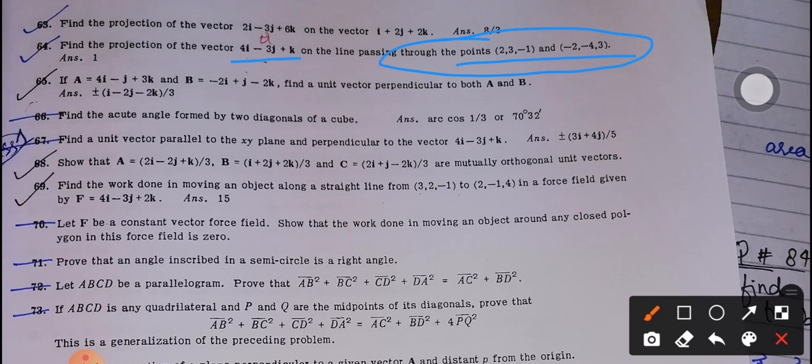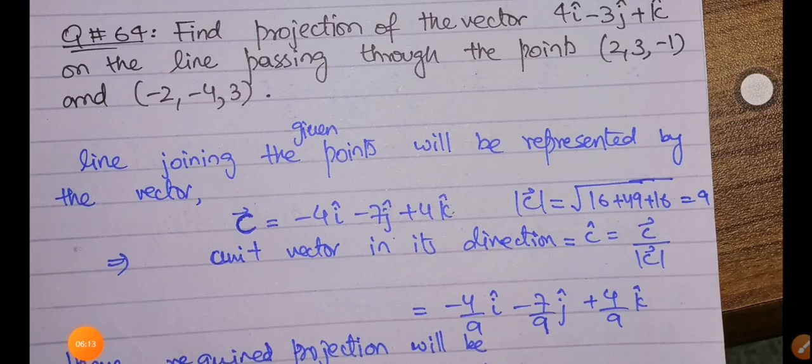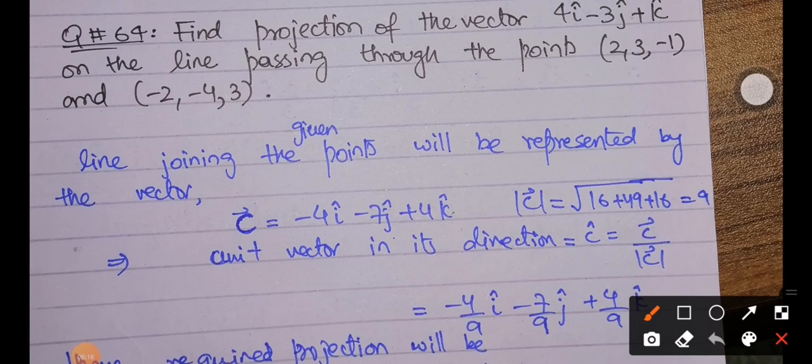So how can we find a line joining the 2 points? Again, we have to perform terminal point minus initial point. So here we have found the vector C as minus 2, minus 2, minus 4, minus 4, minus 3 is minus 7, then 3 plus 1 is 4. So here is the resultant C joining the given 2 points, and here is the magnitude of this vector, which is 9. Now we will find the unit vector in the direction of C by dividing the vector by its magnitude.